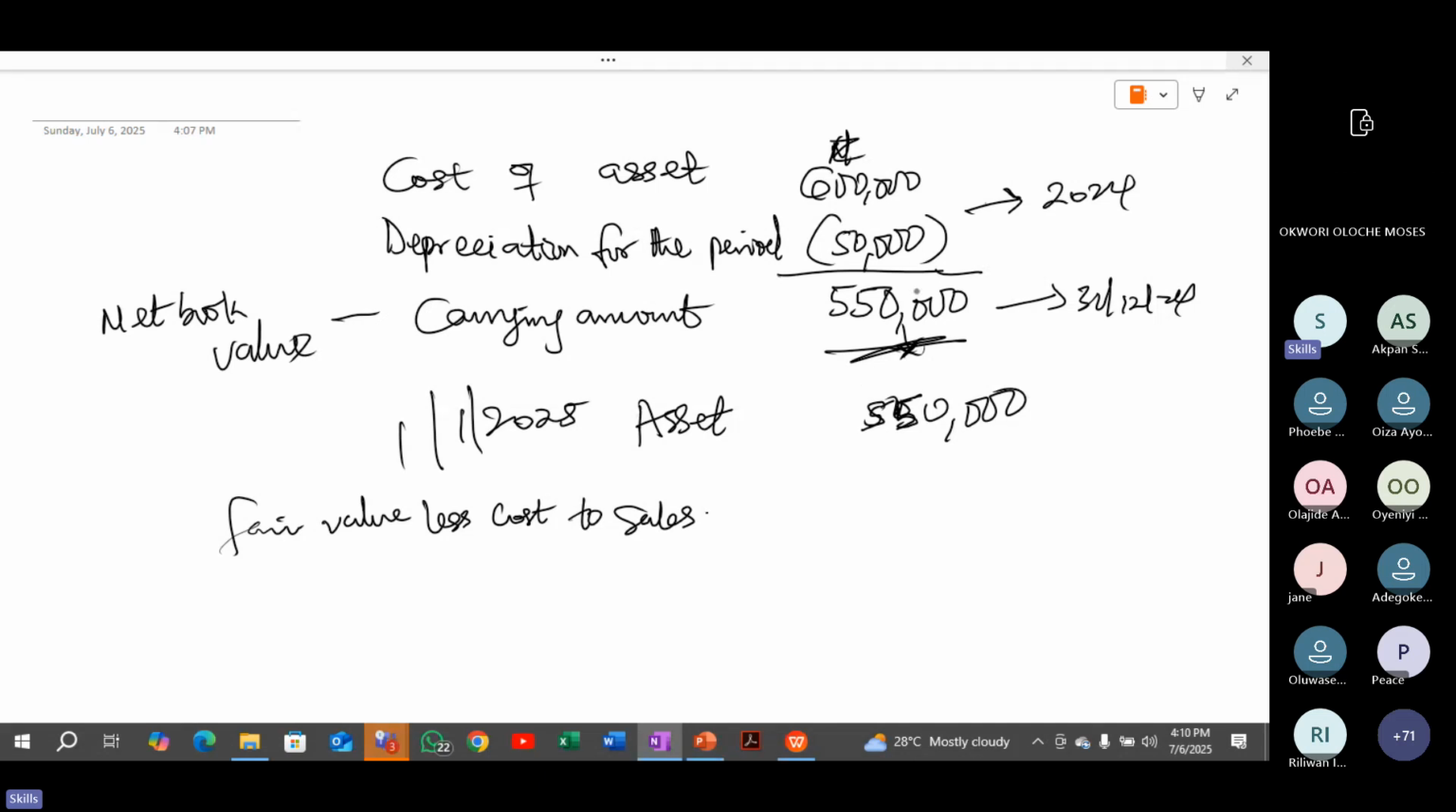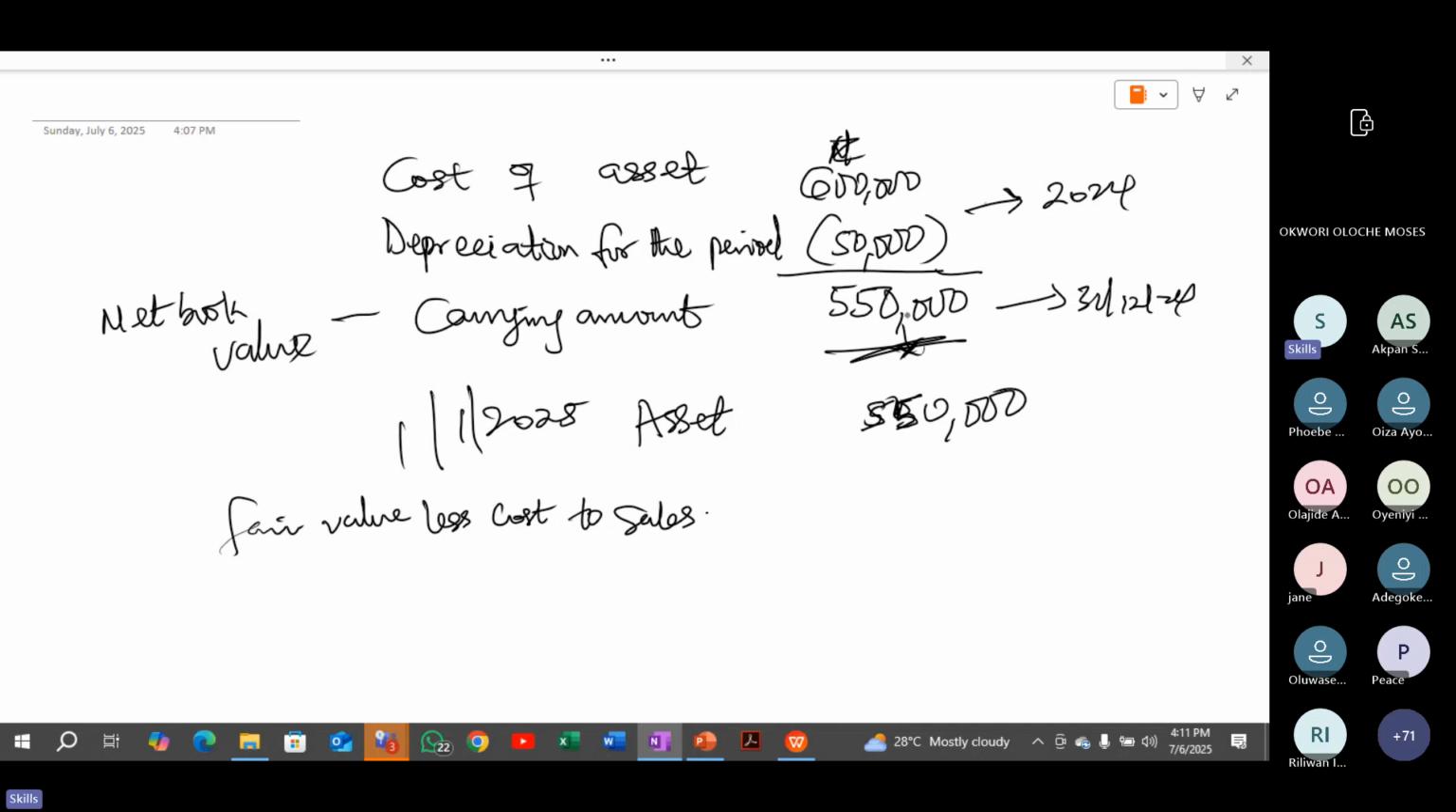But basically, in the first year, impairment doesn't always occur in the first year of the purchase of that asset. When that asset has been in use for several periods, that is when the impairment will come in. Impairment will always come in when you have the intention of selling off a particular asset, or you want to carry out a revaluation.